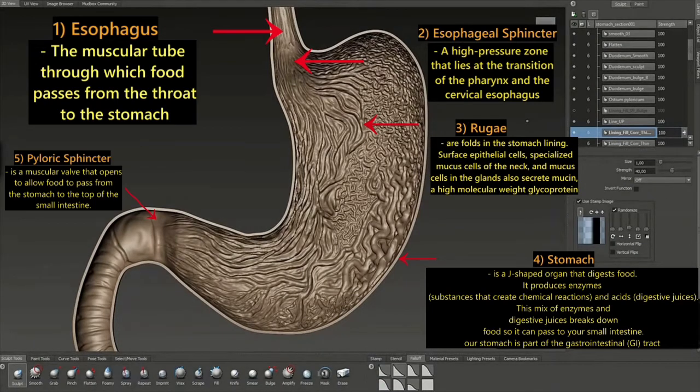And next, the stomach. The stomach is a J-shaped organ that digests food. It produces enzymes, which are substances that create chemical reactions, and acids, which are the digestive juice. This mix of enzymes and digestive juice breaks down food so it can pass to your small intestine, and our stomach is a part of the gastrointestinal, or GI, tract. And lastly, the pyloric sphincter. At the bottom of the stomach is a muscular valve that opens to allow food to pass from the stomach to the top of the small intestine.